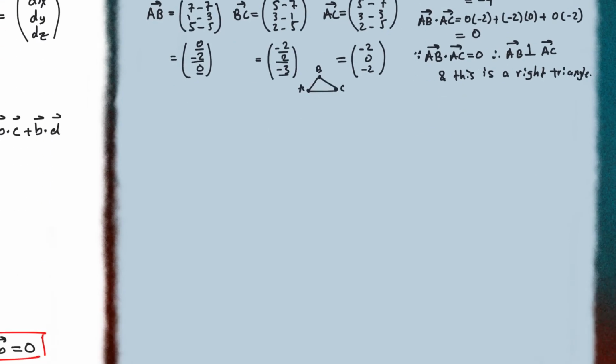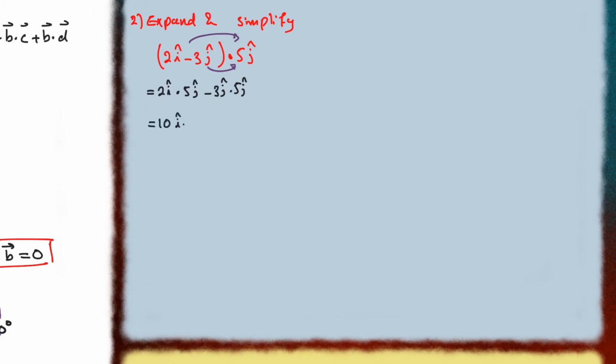For the next example, we want to expand and simplify the following, and we're going to be dealing with some unit vectors now. Okay, we're going to use the distributive property. Here we got 2 times the unit vector i dot 5 times unit vector j minus 3j dot 5j. Here we get 10 multiplied by the dot product of i and j minus 15 times the dot product of j and j.